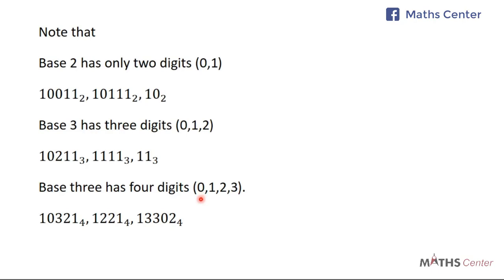So it continues. If you are working in base 5, 5 can't be part. So in base 5, the digits you can use will be 0, 1, 2, 3, and 4. In the same way, in base 8, the digits you can use will be from 0 up to 7 in base 8.